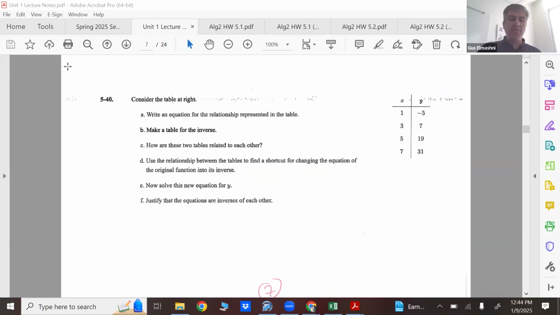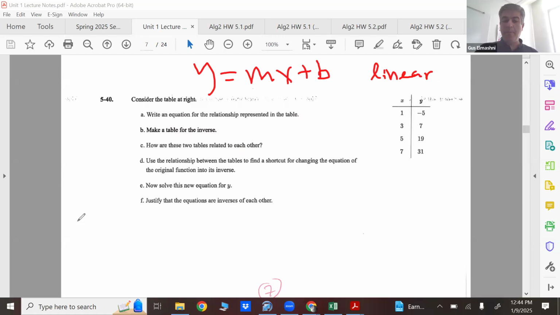I'm gonna give you a hint. This one's a linear function. So linear means y equals mx plus b. We know this, right? So let's write an equation for what we see in the table. And then let's make a table for the inverse. And how are they related? And then we're going to write the equation for part D. And then we're going to solve. Oh, I'll talk about E in a little bit.